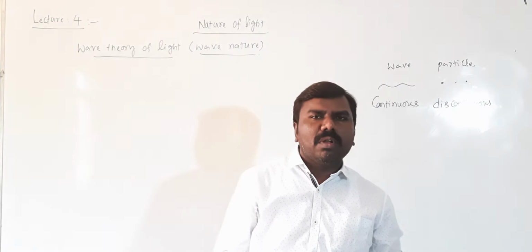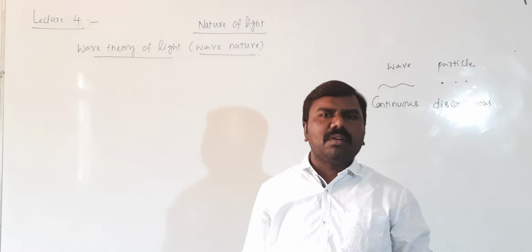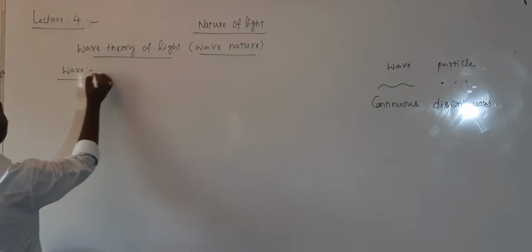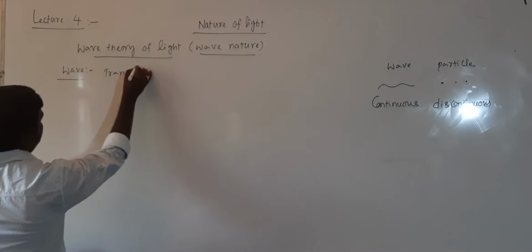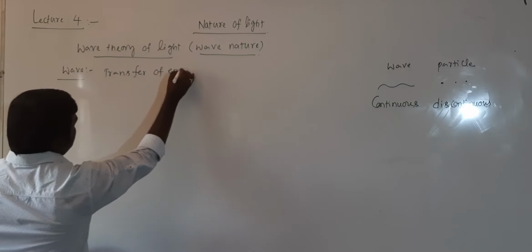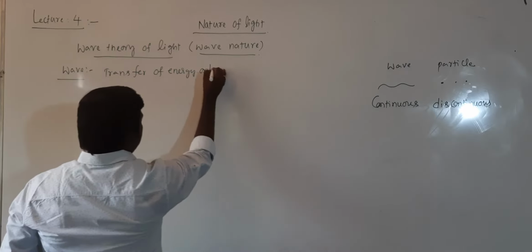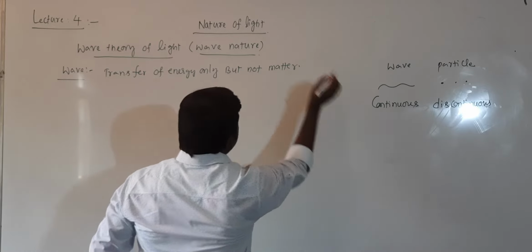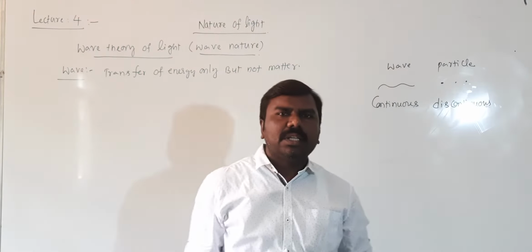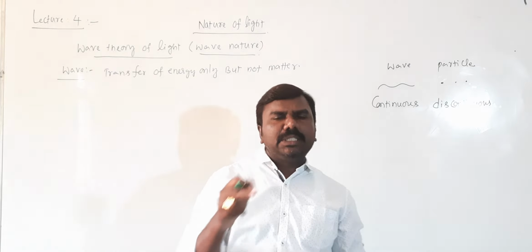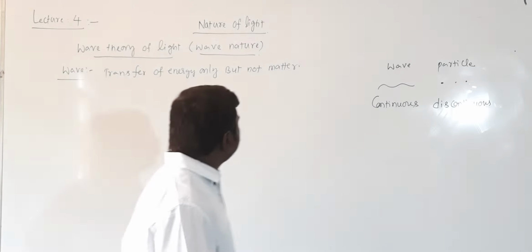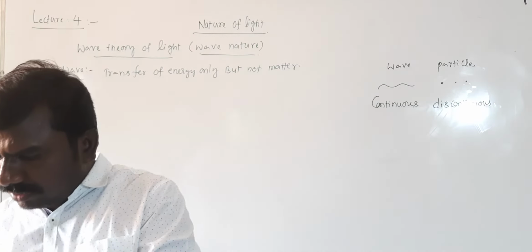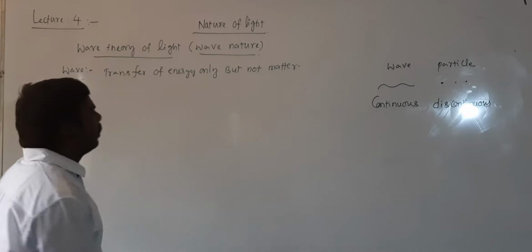Wave is nothing but a mode of transfer of energy, without transfer of matter. Wave means transfer of energy only, but not matter. So that mode is named as wave simply. Wave is continuous especially. Now, in the wave theory, the first scientist was Huygens.